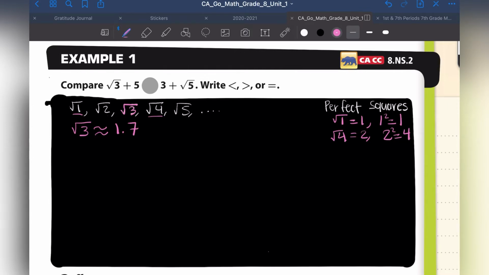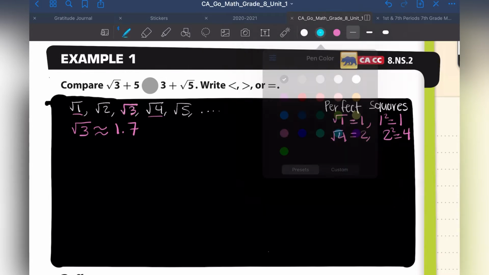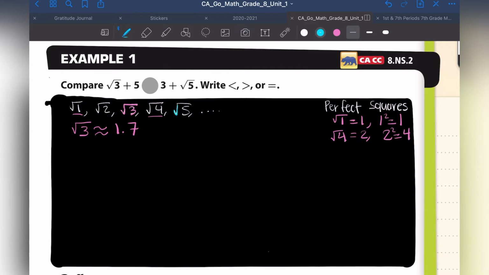Now we are going to do the same thing for the square root of 5. Okay, so the square root of 5, our next perfect square is the square root of 9 because 3 squared equals 9. So you notice 1, 2, 3, those numbers squared: 1 squared, 2 squared, 3 squared. So the next perfect square would be 4 squared.